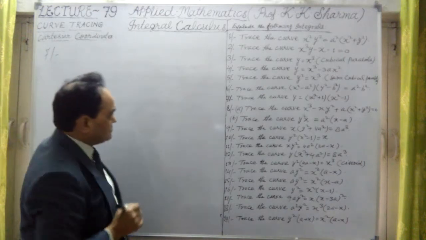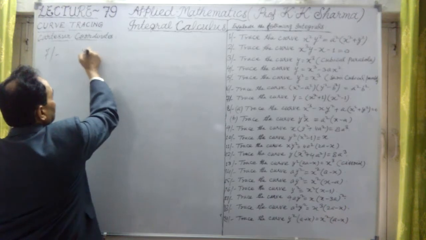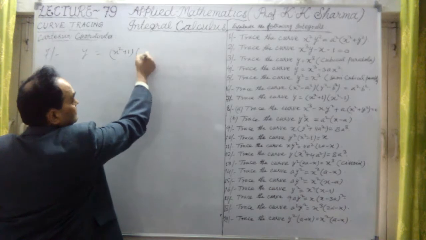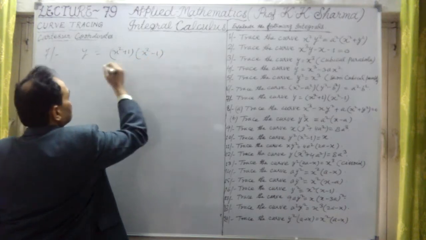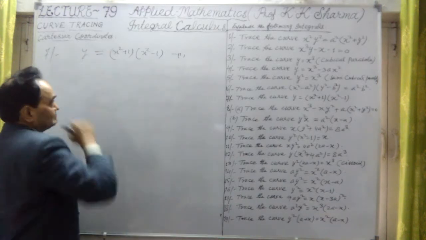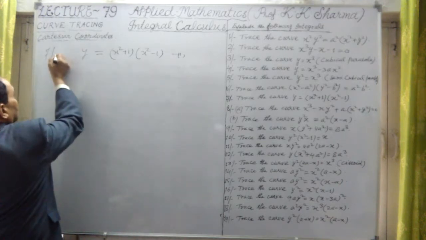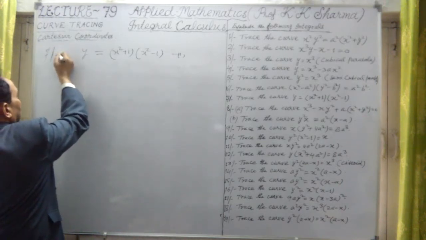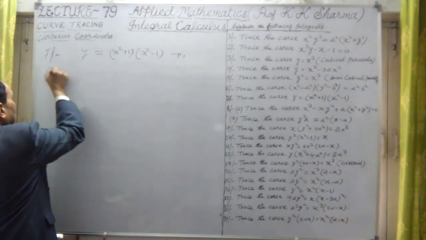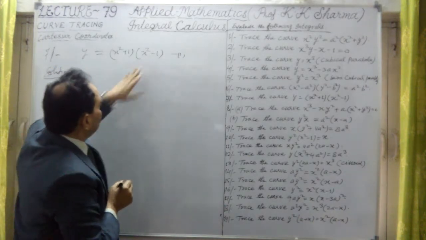Now the equation of the curve in the 7th question is given here: y is equal to (x square plus 1) into (x square minus 1). This is equation number 1. So what is given to us here? If I find the solution, this equation is symmetric to the y-axis. Why? Because x square is even.